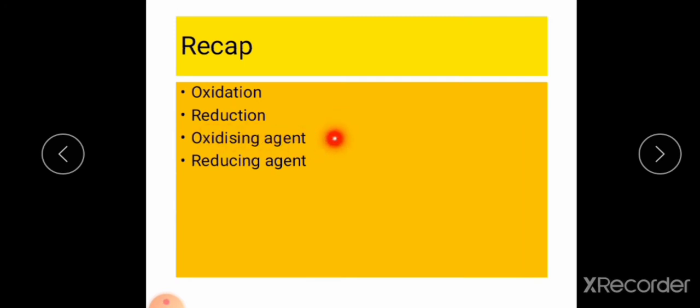What is the oxidizing agent? The atom which gains electrons is called the oxidizing agent. So the oxidizing agent helps for reduction. What is the reducing agent? The atom which loses electrons is called the reducing agent. So the reducing agent helps for oxidation. I hope all of you understood the previous class.